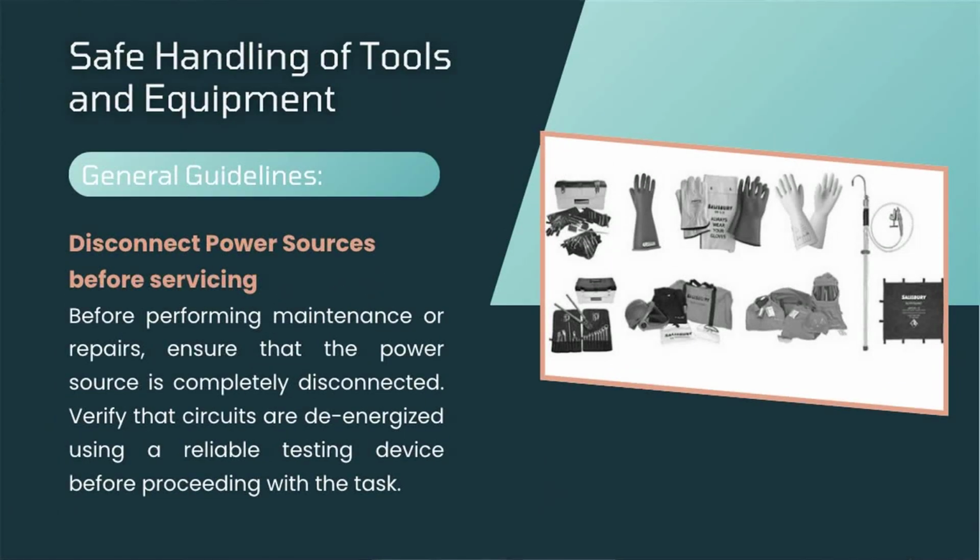Number 4, disconnect power sources before servicing. Before performing maintenance or repairs, ensure that the power source is completely disconnected. Verify that circuits are de-energized using a reliable testing device before proceeding with the task. Specific safety practices. In addition to general guidelines, the following safety practices can further enhance safety during electrical work.